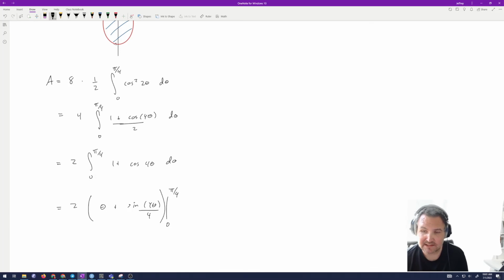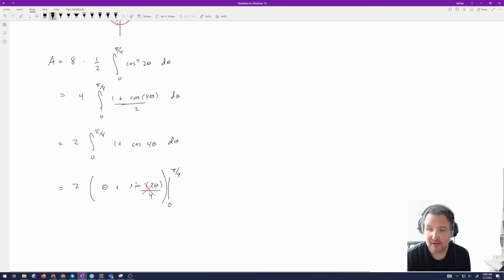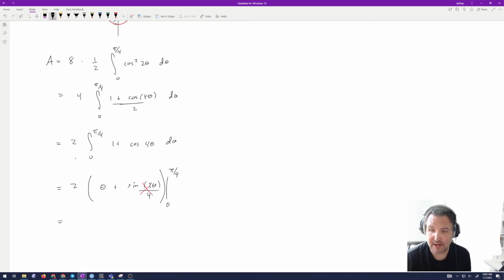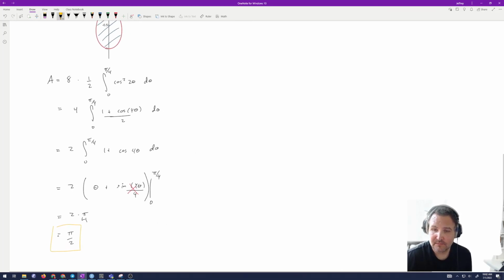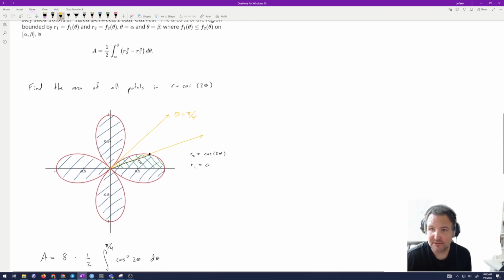And in this case, sine of 4 theta is sine of pi when pi over 4 is put in, and that's 0. So this just ends up being 0 for the sine term, and we're left with theta. So when you put in pi over 4, you get pi over 4 minus 0, so you just get pi over 4. So 2 times pi over 4 is equal to pi over 2. So that is the total area of all of the petals in this example.